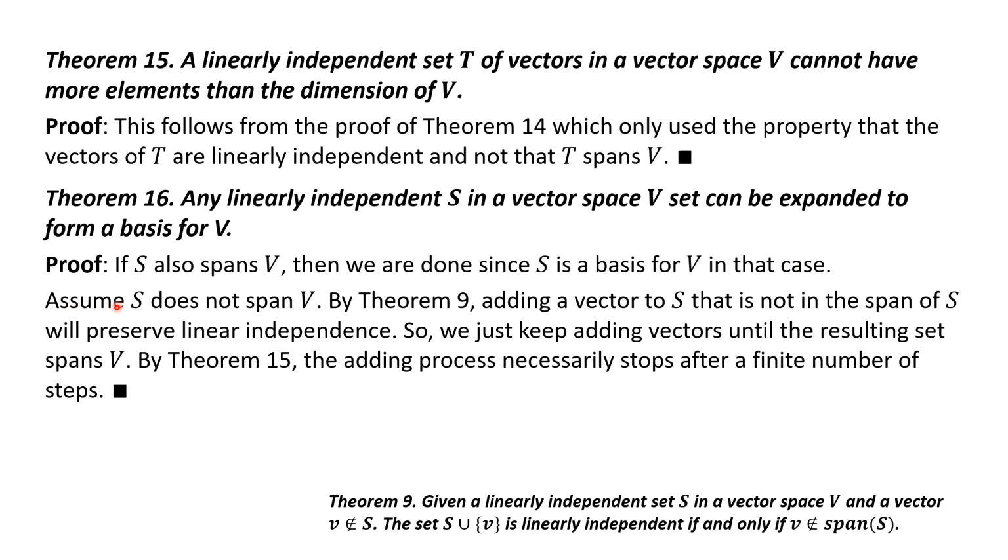But assume S does not span V, then from Theorem 9, from several lectures back, let me just review Theorem 9 again. I have it listed here to refresh your memory. Given a linearly independent set S in a vector space V and a vector v not in S, the set S union v is linearly independent if and only if v is not in the span of S.